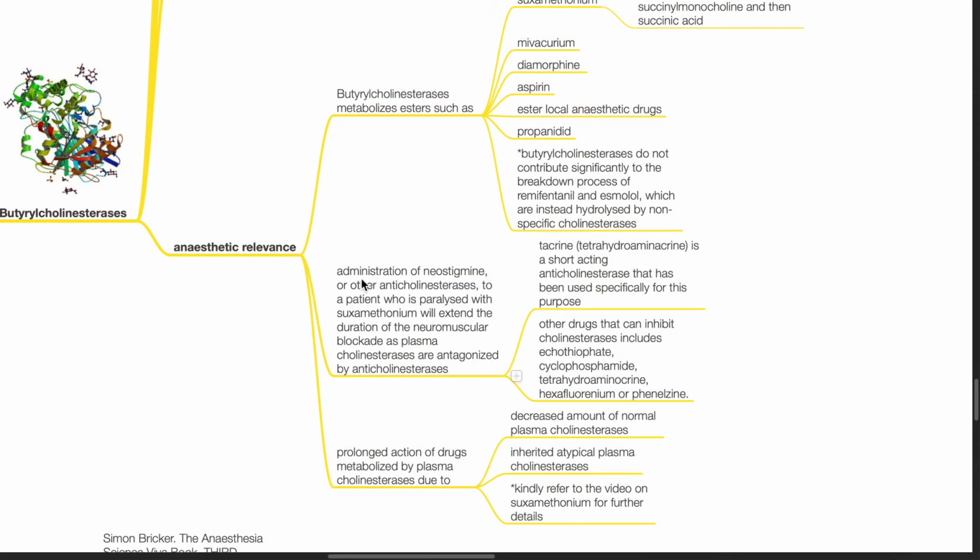Administration of neostigmine or other anticholinesterases to a patient who is paralyzed with suxamethonium will extend the duration of the neuromuscular blockade, as plasma cholinesterases are antagonized by anticholinesterases. Tacrine is a short-acting anticholinesterase that has been used specifically for this purpose. Other drugs that can inhibit cholinesterases include ecothiopate, cyclophosphamide, tetrahydroaminoacridine, hexafluronium, or phenelzine.